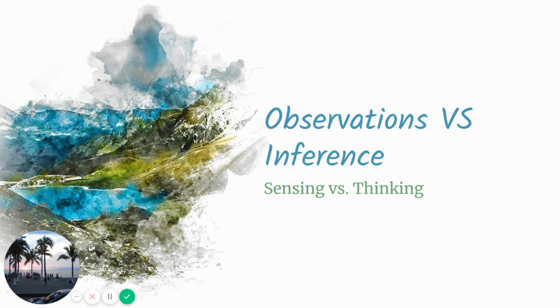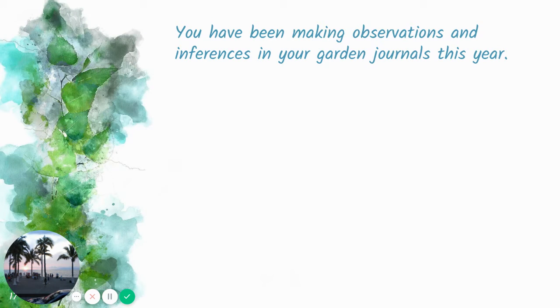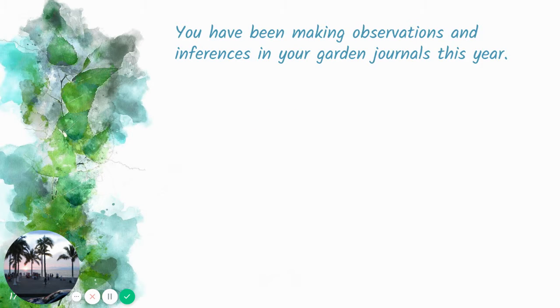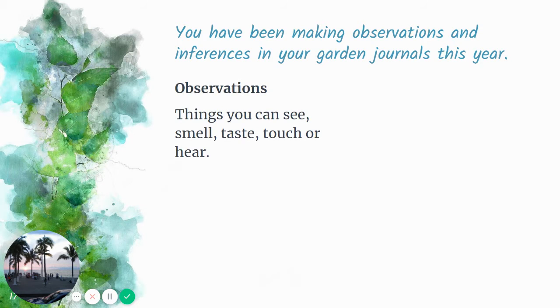Okay, so this is just a quick practice on sensing versus thinking. And you've been making observations and inferences in your garden journals this year, and I've been trying to help you see the difference between those two things. We could have practiced that more in the garden journal, but we aren't together there anymore. So that's why I chose it for a theme for this last packet.